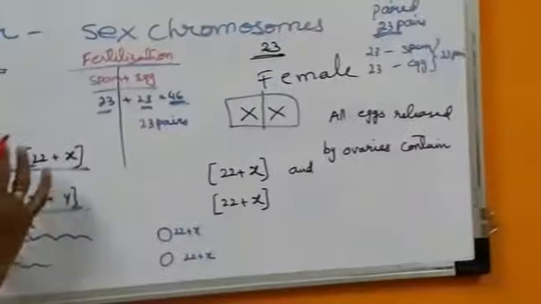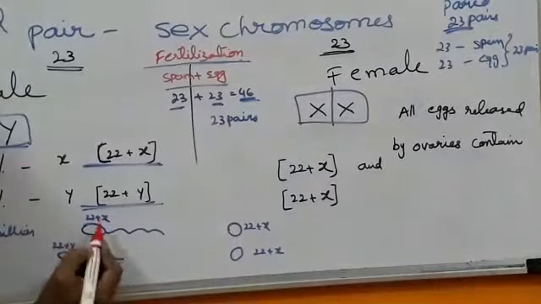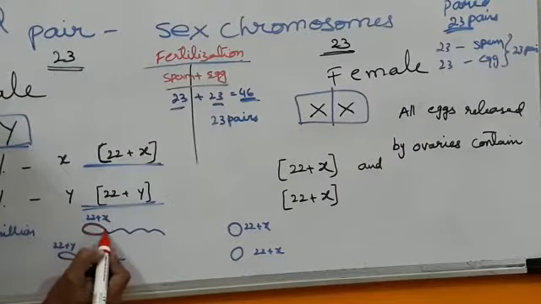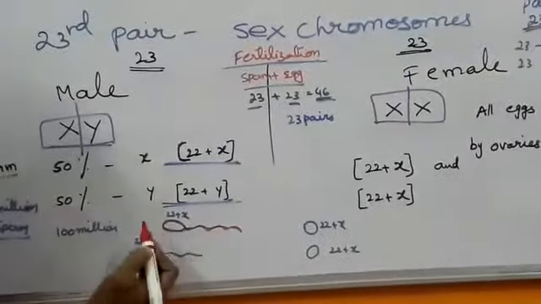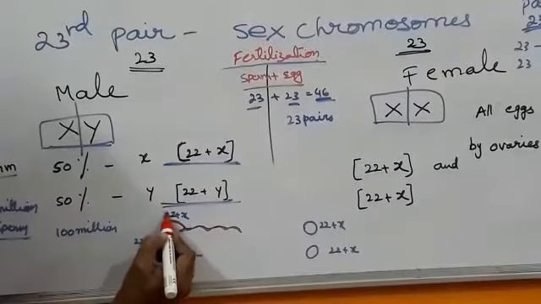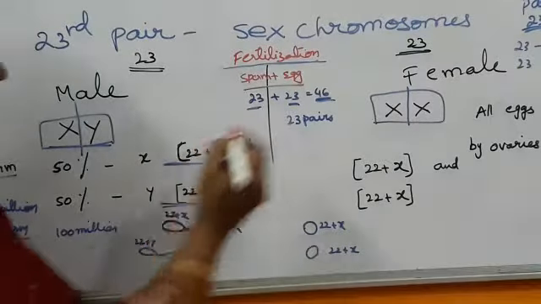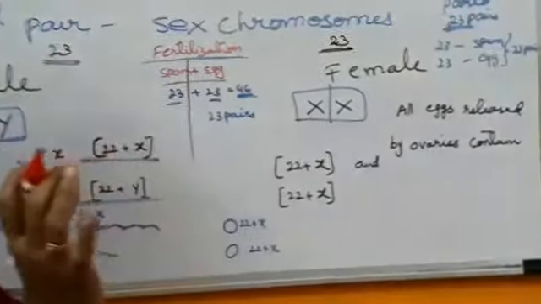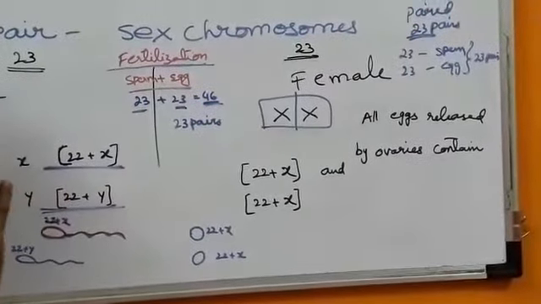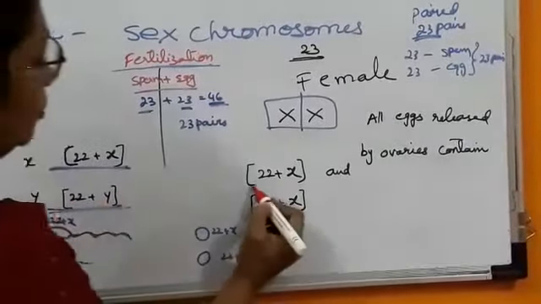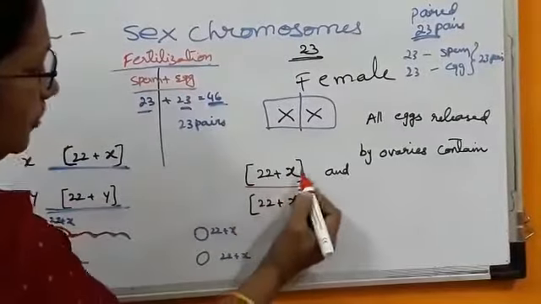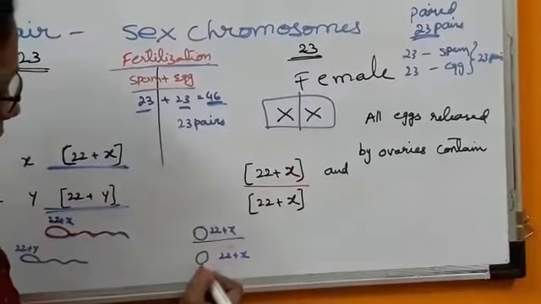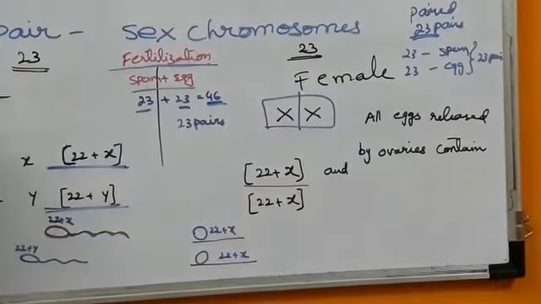Then come to the female. This was the feature of the male: the male produces sperm containing either 22 plus X or 22 plus Y. Here the female does not have that capacity. She has only X, so she is able to produce only X. So the ovule contains 22 plus X chromosomes. This is the condition of the egg.